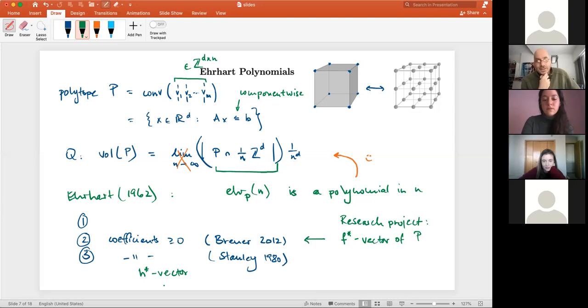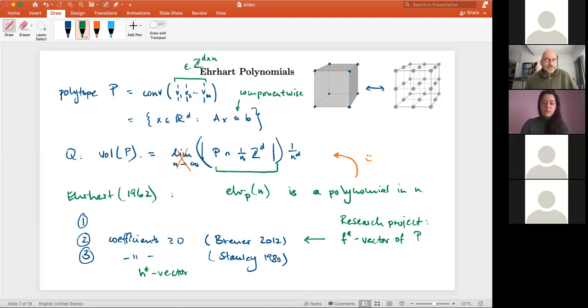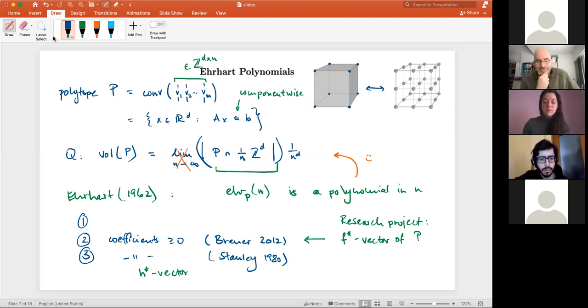Are there any initial questions about Ehrhart polynomials? I don't see any, but may I ask, I don't know if you already want to go into that, what the F star vector is? I'm familiar with F vectors, like counting faces of things. So what would an F star vector be counting, if you have a short answer for that?